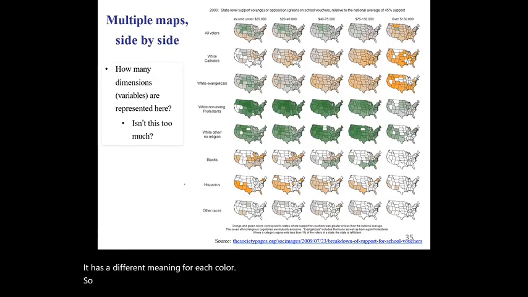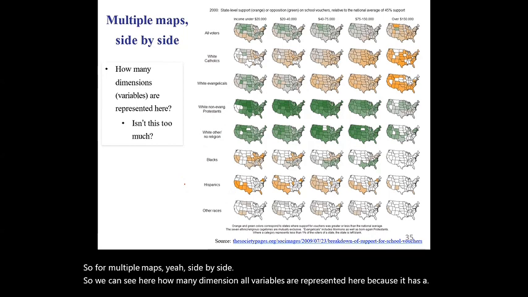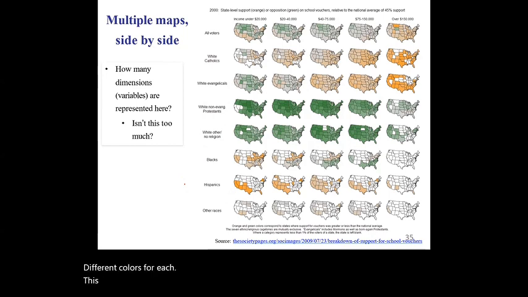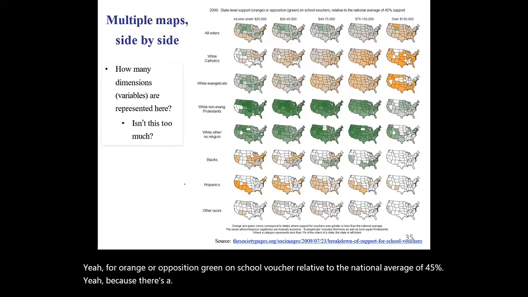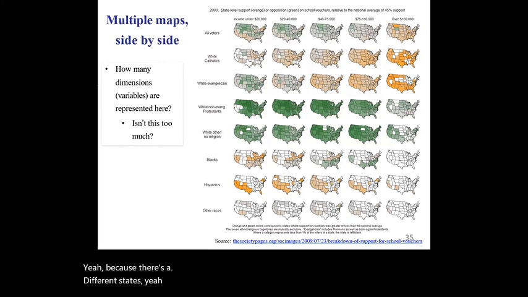So for multiple maps side by side, we can see how many dimensions, or variables, are represented here, because it has different colors for each. This is actually the United States, state-level support for orange or opposition green on school vouchers, relative to the national average of 45%. Because it has different states, these are the United States of America, each state has a different representation.